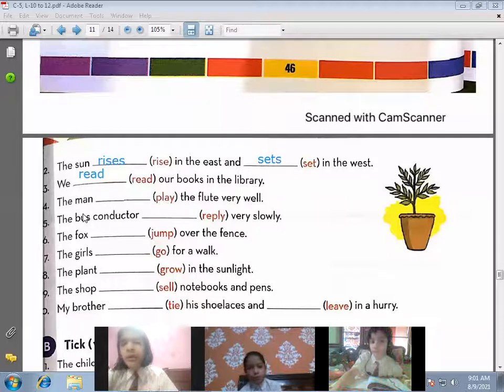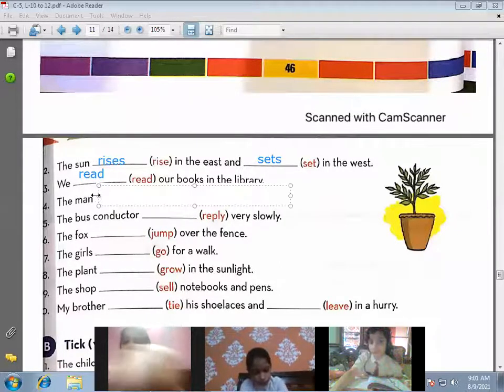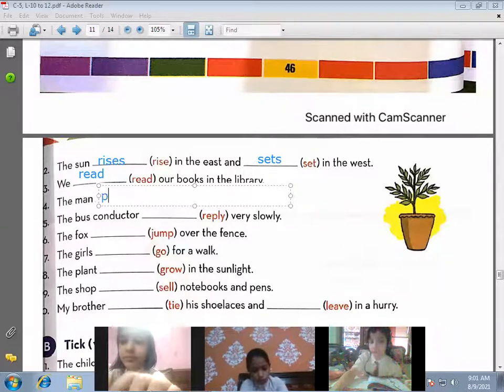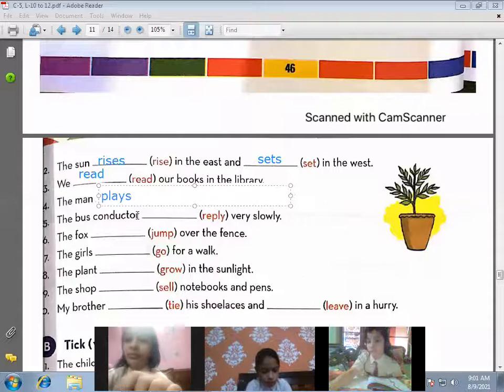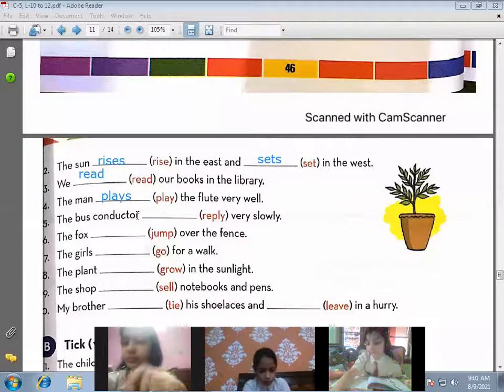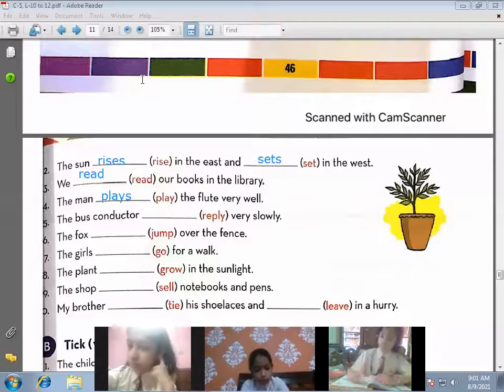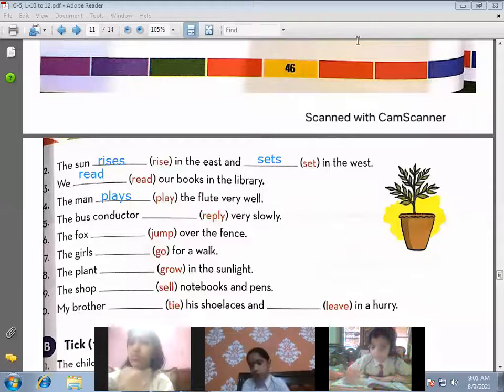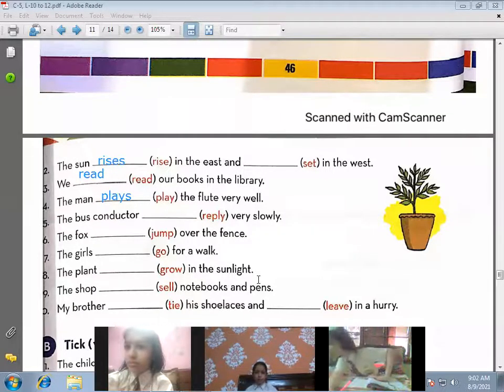The man plays the flute very well. Yes, plays. Here we are talking about one man, so we'll write s after the verb. Plays. Correct. That we will discuss later on.